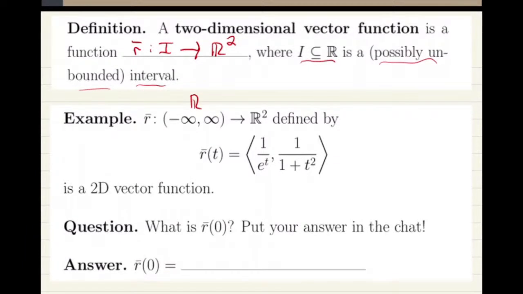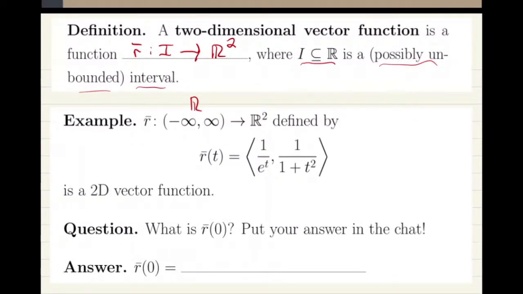Question for you folks, what is R of 0? Coming back to this example, start off with an easier question. What is R of 0, folks? Can you put your answer in the chat? Much easier than the zebra question, right? What is R of 0? If R of t is equal to 1 over e to the t, well, that's the x component, and the y component is 1 over 1 plus t squared.